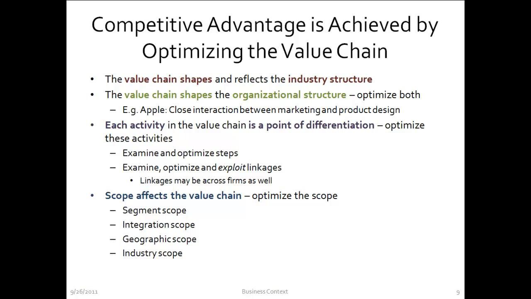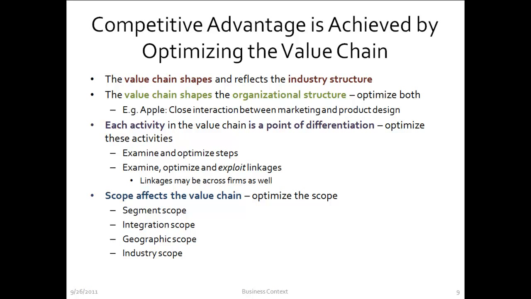So just keep in mind that when a value chain is optimized, you're optimizing not only a particular activity, but also trying to optimize the linkages across activities. The next point I want to make is that scope affects the value chain. So the other thing you can optimize about your value chain, or rather really about your organization, is where you choose to compete. Do you choose to compete across the entire industry segment?